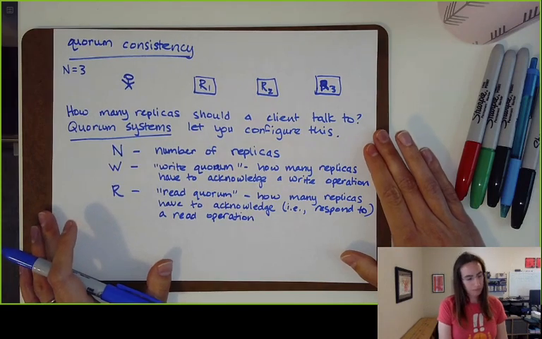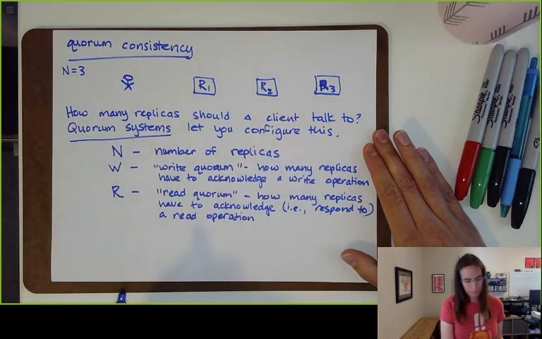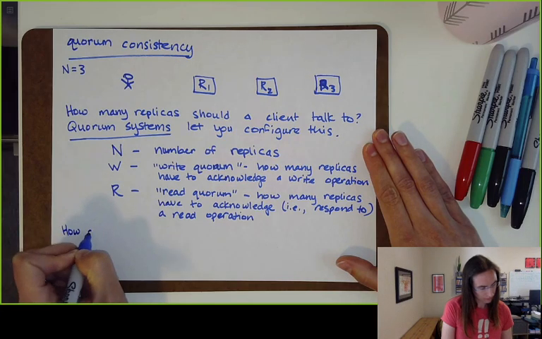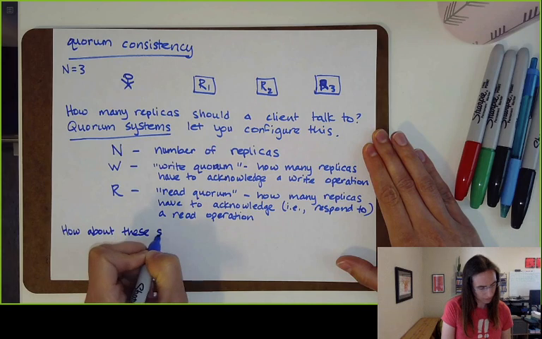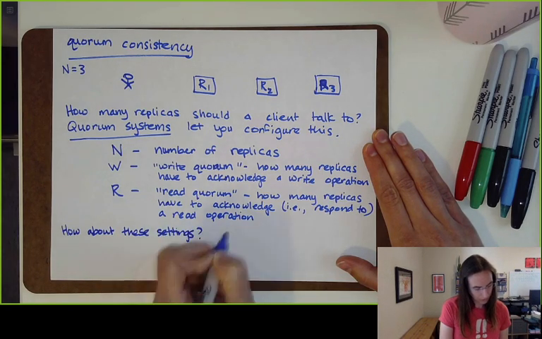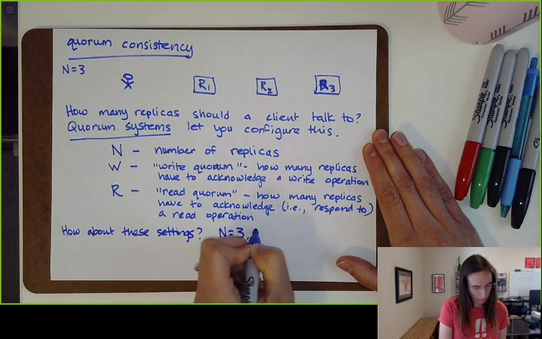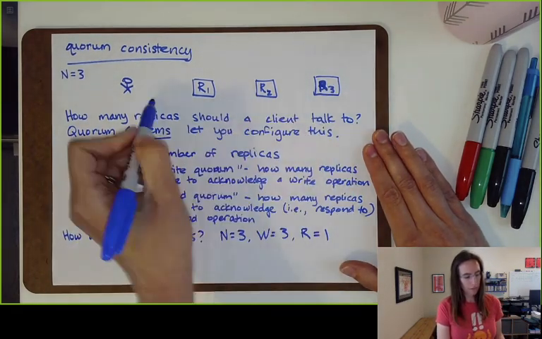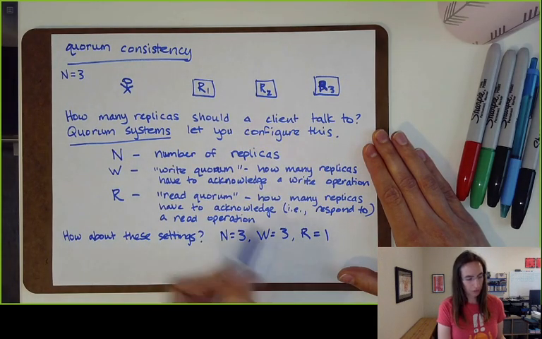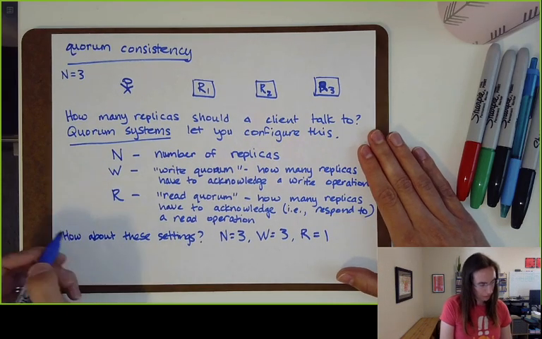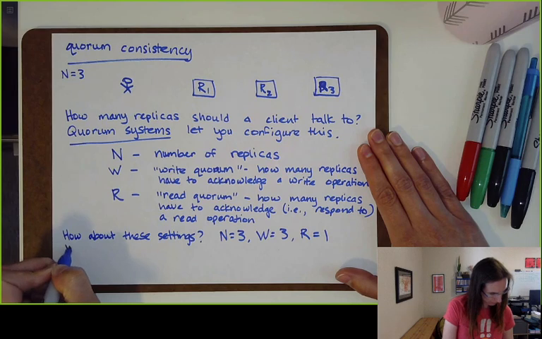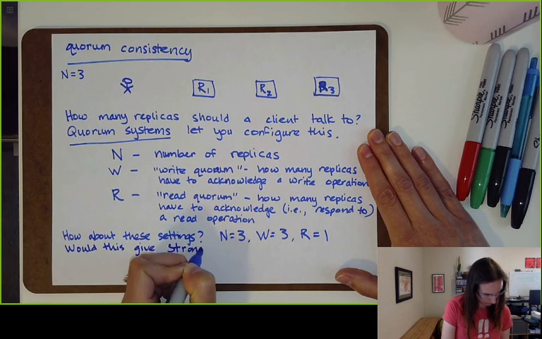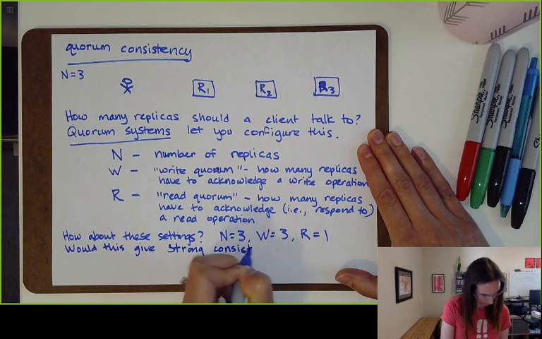So let me toss an idea out there. Let's suppose that we have this three replica system, and let's say that we use the following settings. N is 3. Let's set W to 3 and R to 1. In other words, when you do a write, you have to write to everybody, and when you do a read, you just read from one. This is kind of a subtle question, but would this give you strong consistency? What do you think? Think about that for a moment.